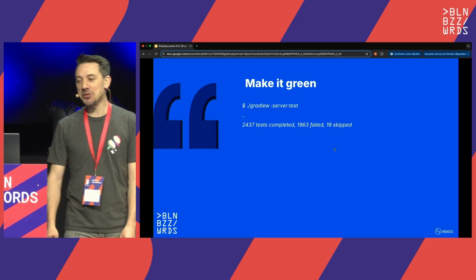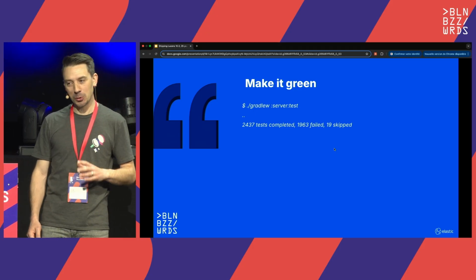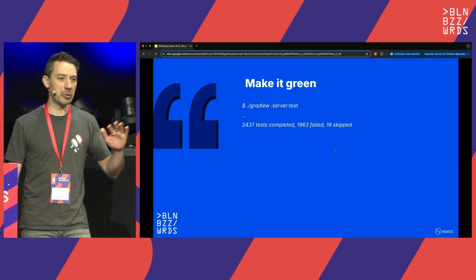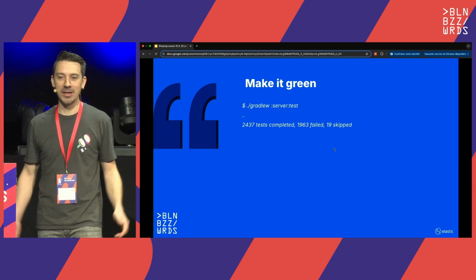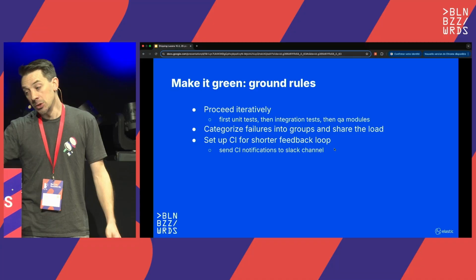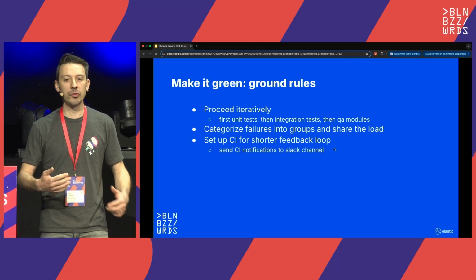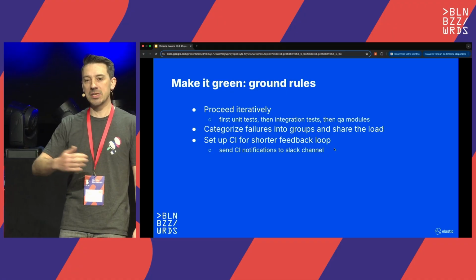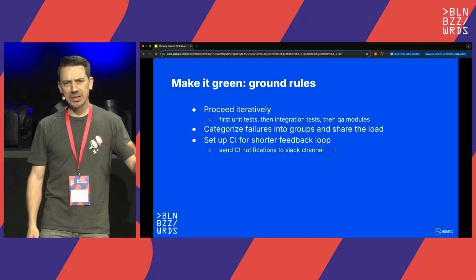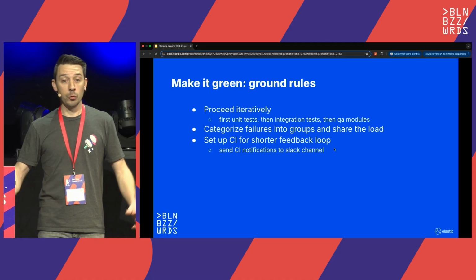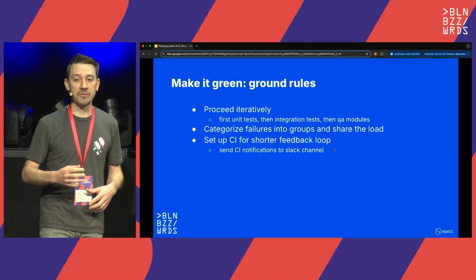We ran tests on the server module, only unit tests, so it's not all of the tests. And 80% of them were failing for many different reasons, right? It's difficult even to list them. So again, we took a step back, like we did with the compile, and we said, how do we proceed about this? We go step by step, module by module, first unit test and integration tests, and we try to categorize together the different failures into groups.